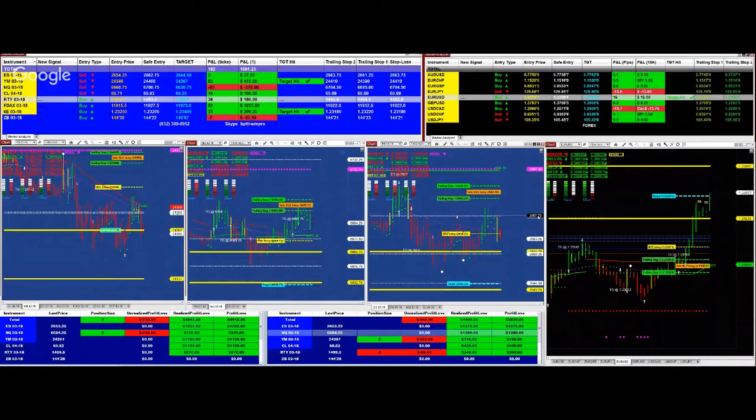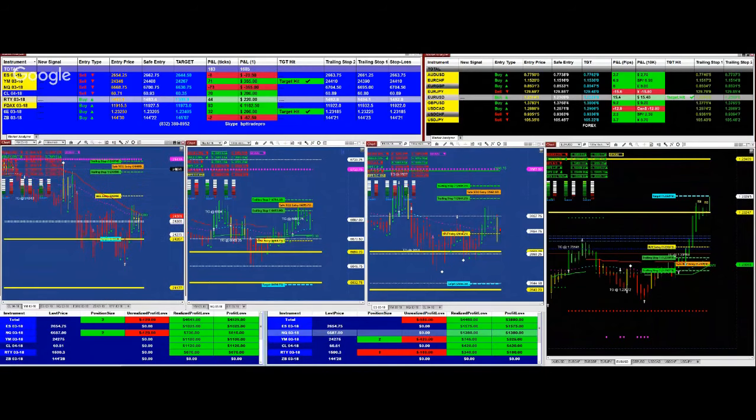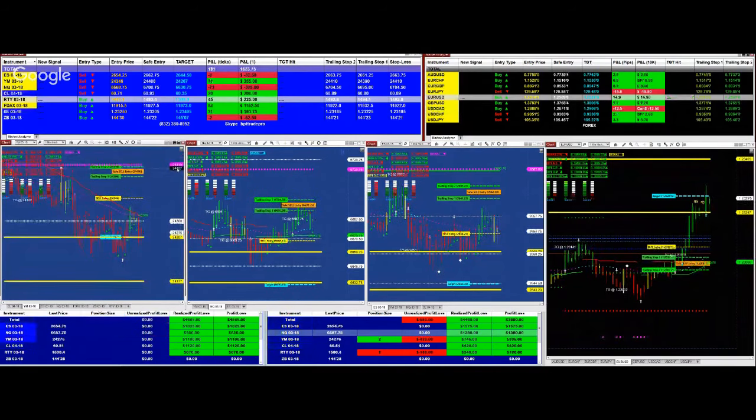As an example, right now we have a sell entry on the ES at 26.54.25. We have the Nasdaq at 66.69, and then we have the sell order at 24.346 on the YM. So all direction is pointing to the short sale, and this is very good.